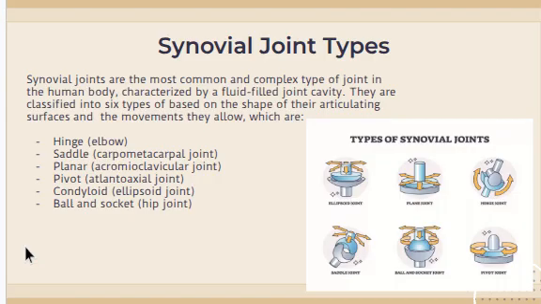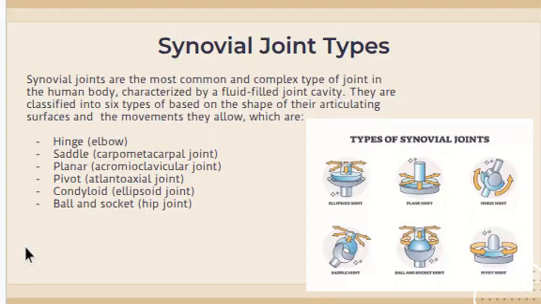And then moving on to the condyloid joint, also known as an ellipsoid joint. The condyloid joint consists of an oval-shaped end of one bone fitting into a similarly shaped depression of another. It permits movement in 2 planes, flexion, extension, and abduction, adduction, but does not allow full rotation. So examples are the radiocarpal joint of the wrist and the knuckle joint of the hand.